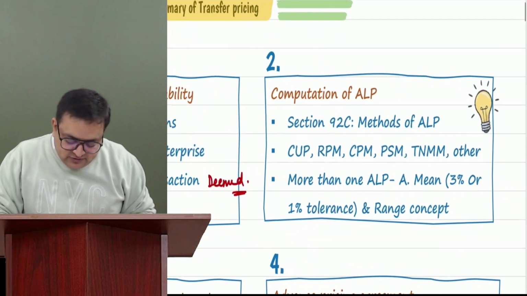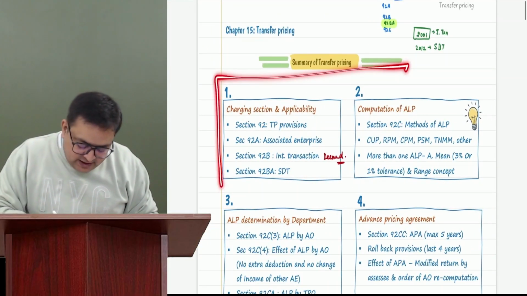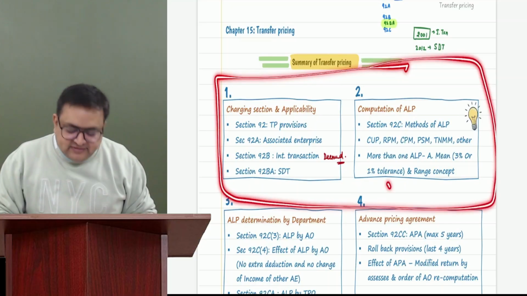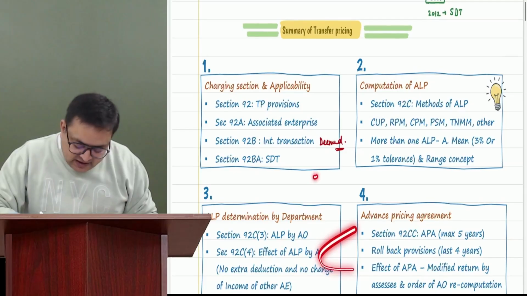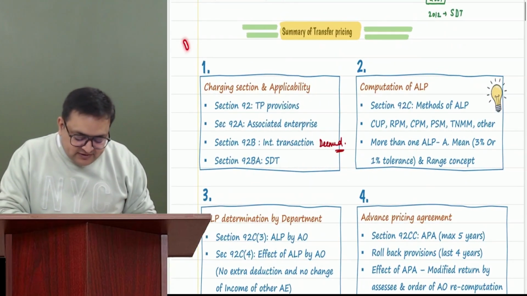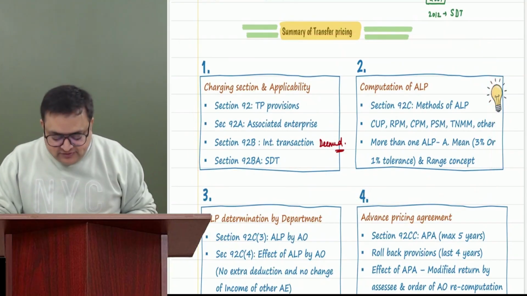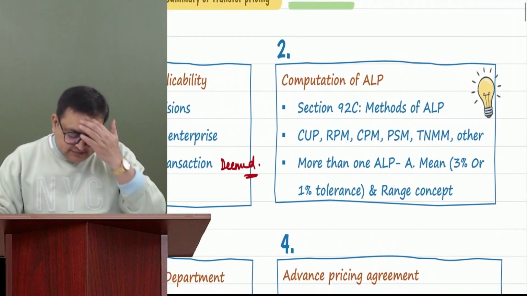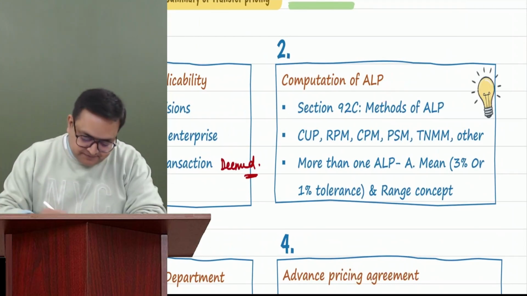Now I'm coming to this particular topic. Guys, these two together, I'm telling you, in examinations, no, I'm not ignoring that the others cannot come in examination. These also come, but 40-50% of the questions which are coming are actually based on these two. So the second part over here is computation of ALP, how we will determine the arm's length price.